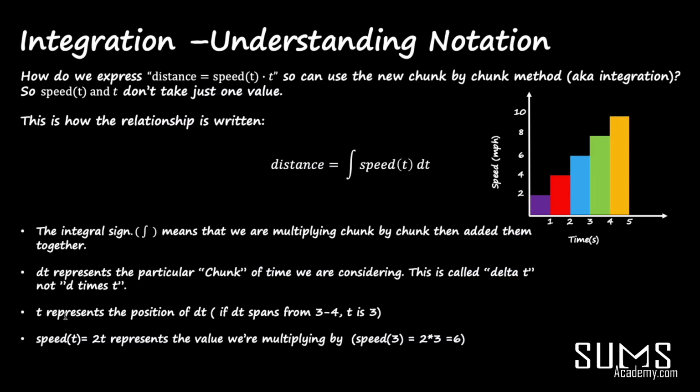And then your t represents the position of dt. So if t spans from 3 to 4, the t that you're interested in is 3. So for this chunk, the t that you put in here is 3, and you'll be talking about this chunk here. Don't hang yourself up about that, but that's what it means. Where you've got speed of t is equal to 2t, this represents the value we're multiplying by. So at time 3, your speed is going to be equal to 2 times 3, which is equal to 6.